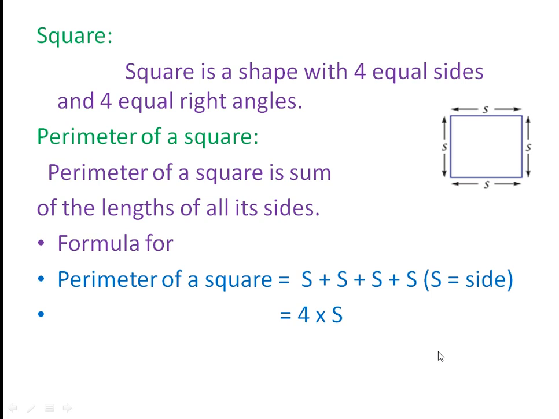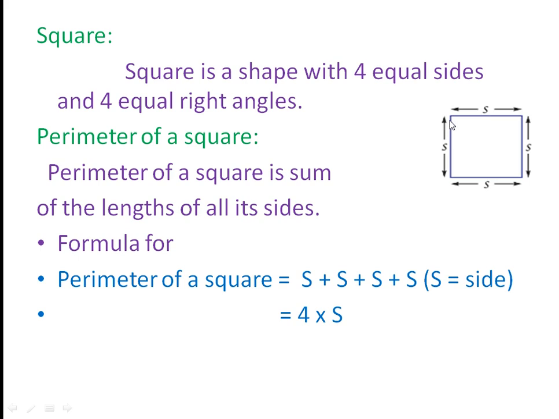Next, now let me learn the perimeter of the square. First learn what is a square. First learn the meaning and definition of the square. A square is a shape with 4 equal sides and 4 equal right angles. This picture is an example for the square.